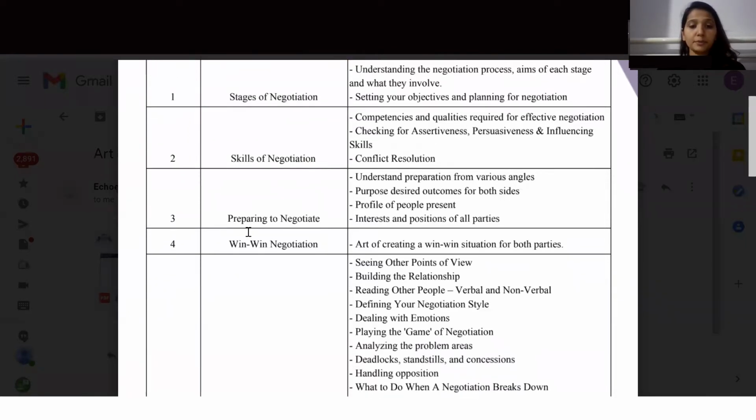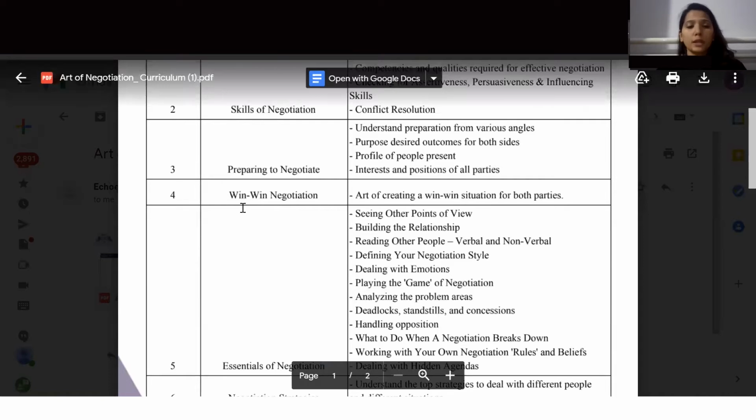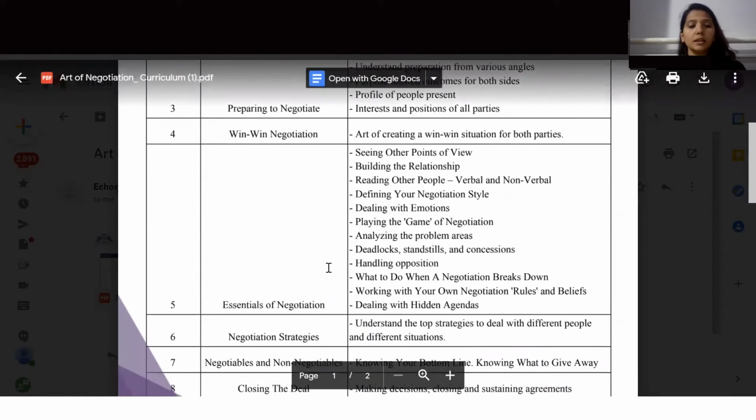Module 3, we have preparing to negotiate, which is understanding the preparation from different angles: purpose, desired outcomes for both sides, profile of the people present, interests and positions of all parties. Module 4, we have win-win negotiation, which is the art of creating a win-win situation for both parties.